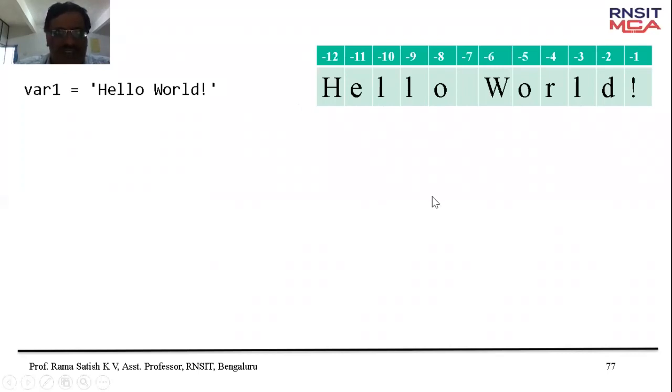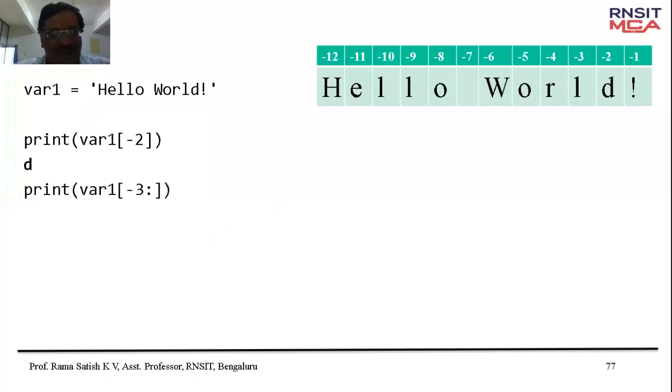The first question is on the way. What will be the output of var1[-2]? Yes, yes, you're right. D. It is just a D. That's all. Okay. Exactly. You're right. The answer is D.